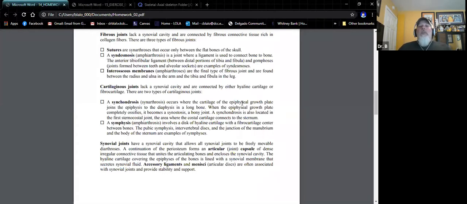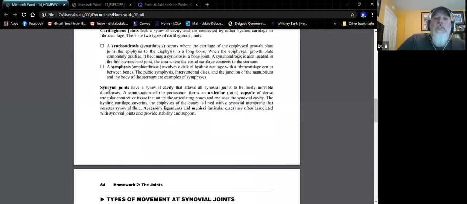The other type of cartilaginous joints that we see would be things like the intervertebral discs. Between the vertebral bodies in the spinal column, those would be considered amphiarthritic joints. Between the pubic bones, where the pubis bones come together in the pelvic girdle, that would be considered a cartilaginous joint and an amphiarthritic joint. So those would be examples of those cartilaginous joints.